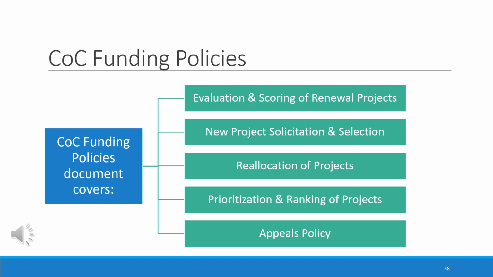Let's review the first step in the annual process, which is to establish the CoC's funding policies for this year's competition. The funding policies at their core will cover the following: evaluation and scoring of renewal projects, new project solicitation and selection, reallocation of projects, prioritization and ranking of projects, and the CoC's appeals policy.